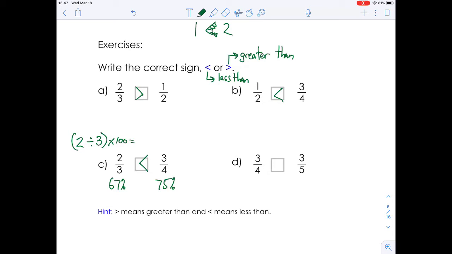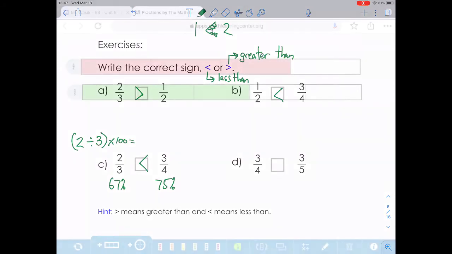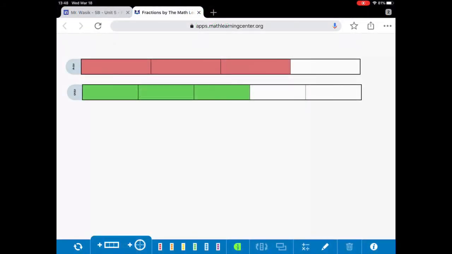And then over here, let's take a look at our fraction app. So here I am comparing 3/4 to 3/5 in my fraction app. So I can see clearly that 3 out of 4 is more than 3 out of 5.